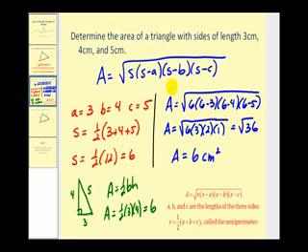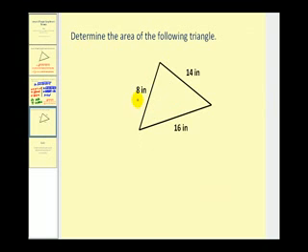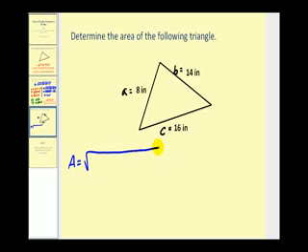Let's go and take a look at one more example. Here we have a triangle with sides of length 8, 14, and 16 inches. Just to keep things organized, let's go ahead and call this A. We'll call this B. And we'll call this C. Let's go ahead and write out Heron's formula. The area is going to equal the square root of S times S minus A times S minus B times S minus C.